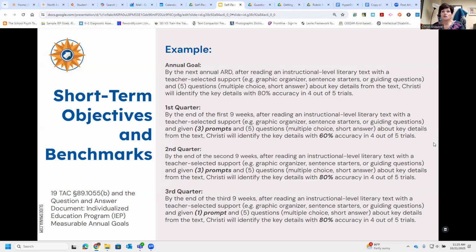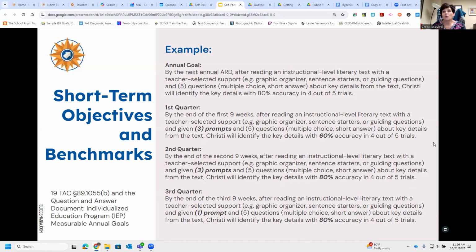By the end of the first quarter, we're going to add to those conditions. We're going to add 3 prompts, and we're going to expect the student to identify the key details with 60% accuracy in 4 out of 5 trials. By the end of the second 9 weeks, we're still going to give 3 prompts, but we're going to expect that mastery criteria to raise to 80% accuracy.